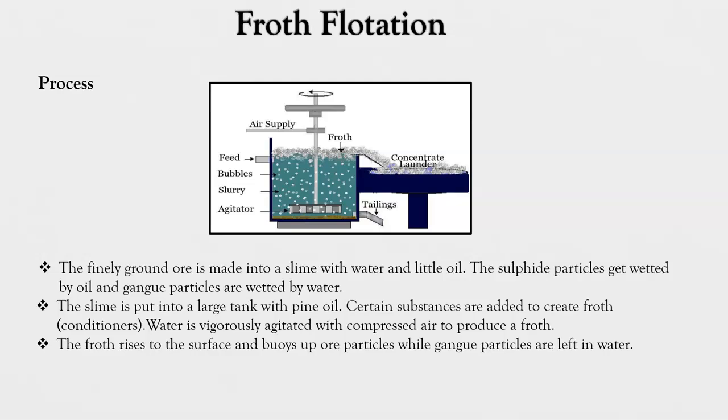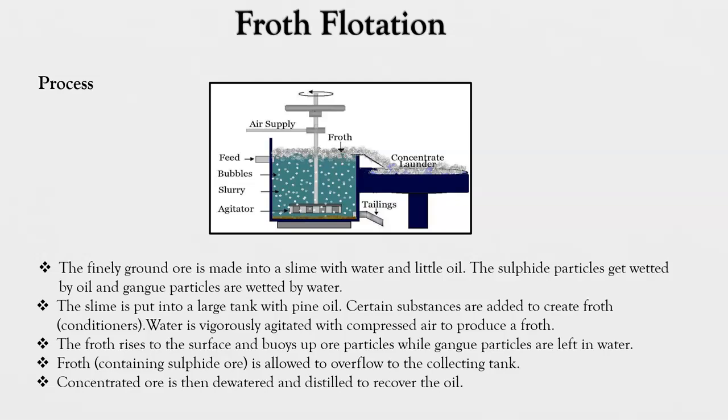The froth rises to the surface and brings up ore particles, while gangue particles are left in water. Froth, which contains the sulfide ore, is allowed to overflow to the collecting tank. The concentrated ore is then dewatered and distilled to recover the oil.